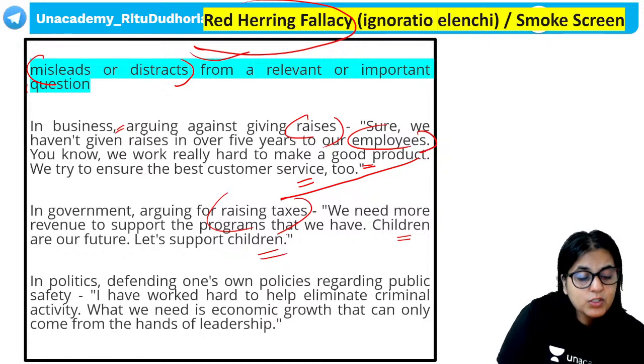Correct. Yes, Naman. At 2, the quiz 1, and then followed by the explanation class at 3.